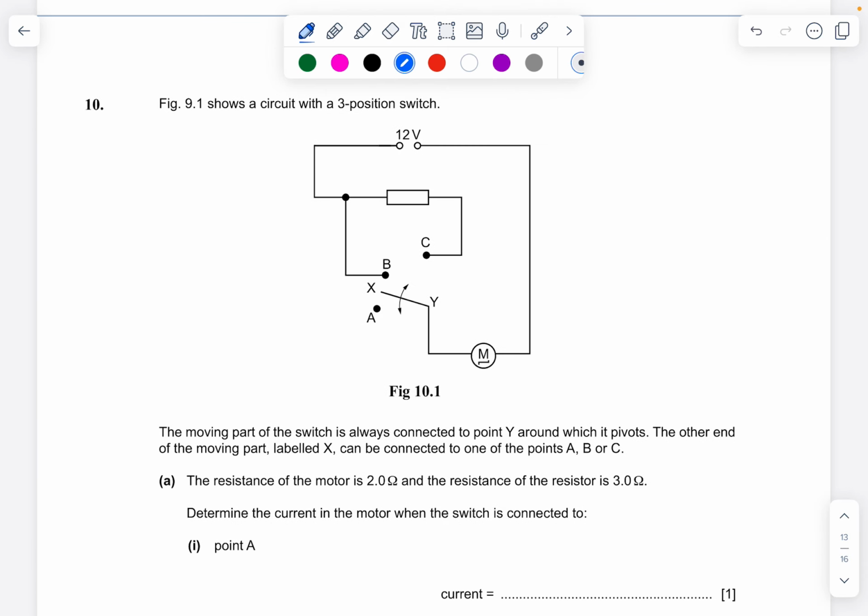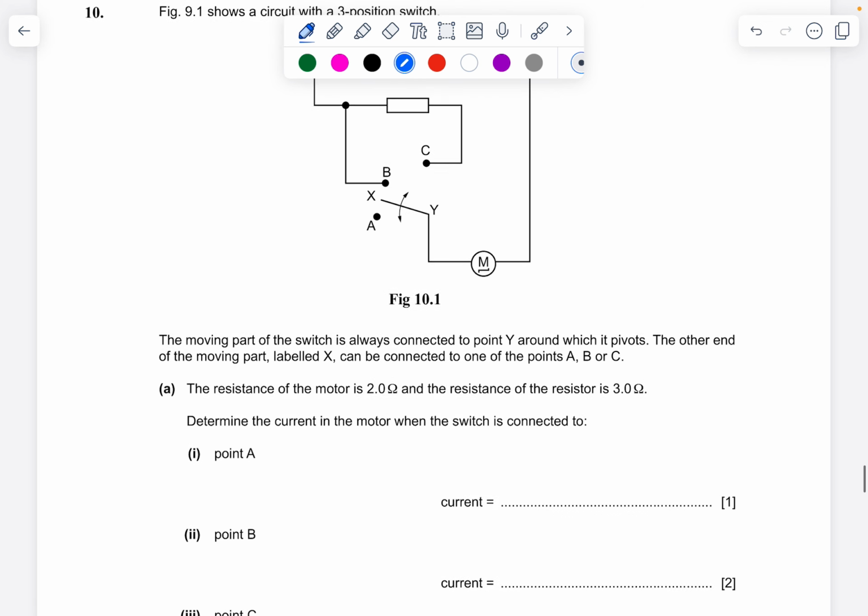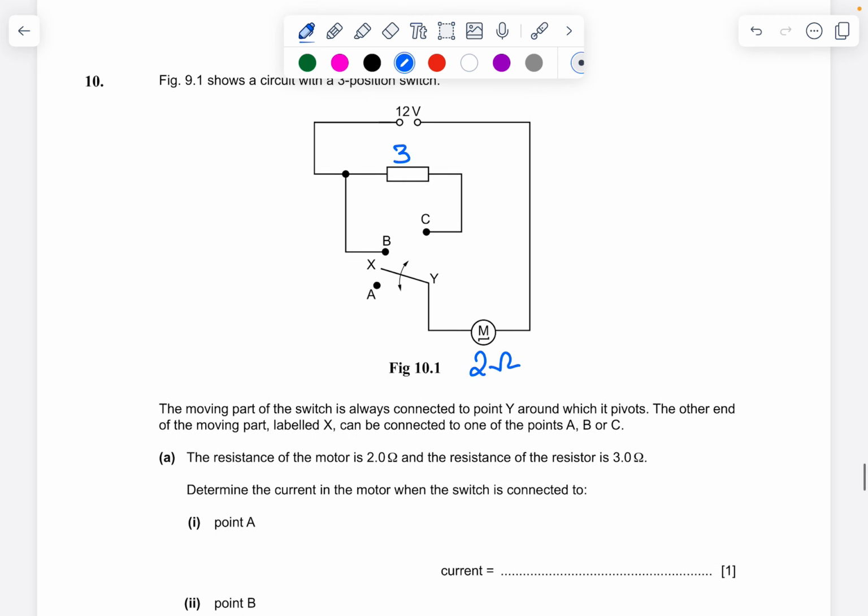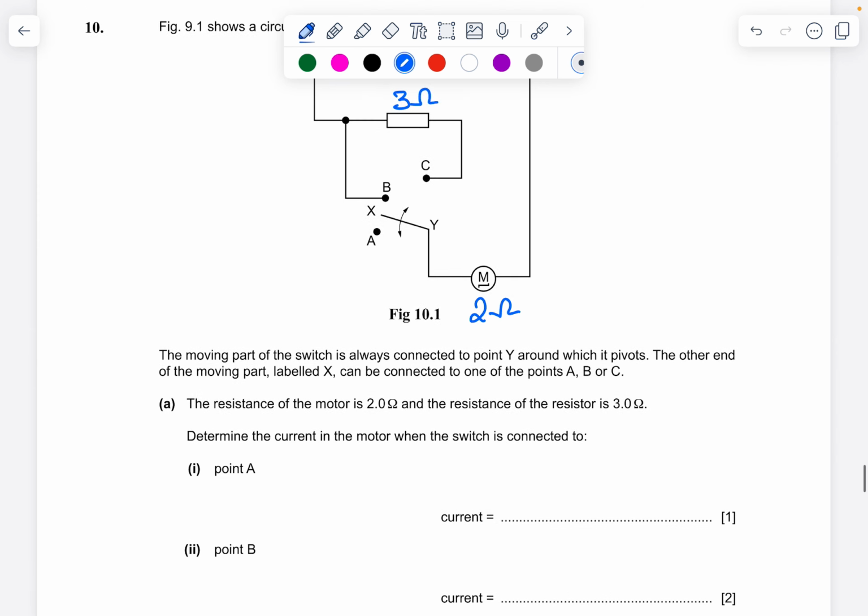Question number 10. The figure shows a circuit with a 3-position switch. The moving part of the switch is always connected to Y and pivots around it. The other end of the moving part, labeled X, can be connected to point A, B or C. The resistance of the motor is 2 ohms and the resistor is 3 ohms. Determine the current in the motor when the switch is connected to A.